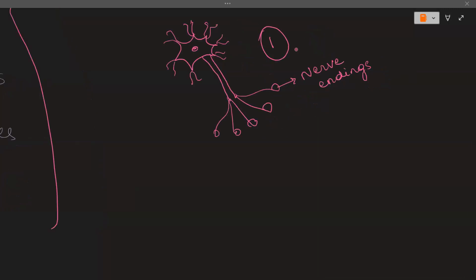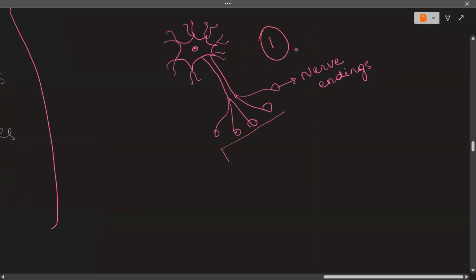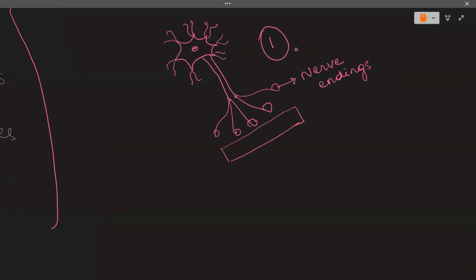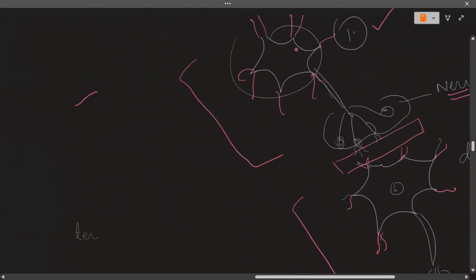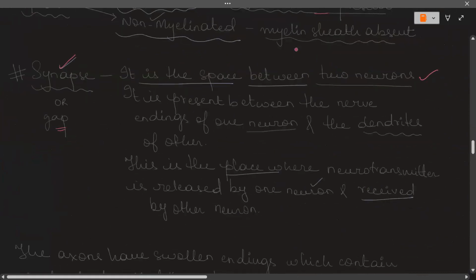See, after the nerve endings, there is a gap. Like I am drawing a box to show you that there is a gap. Normally, there is not any box present, but there is a gap. I'll write GAP. And then start the dendrites of another neuron. So the gap that is present in between the two neurons, in between the nerve endings and the dendrites, that gap is known as a synapse. Clear to everyone?